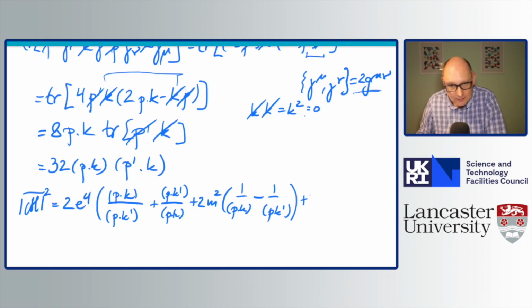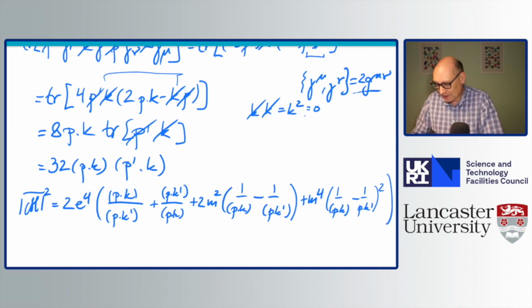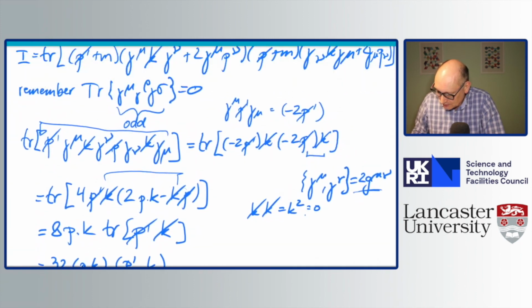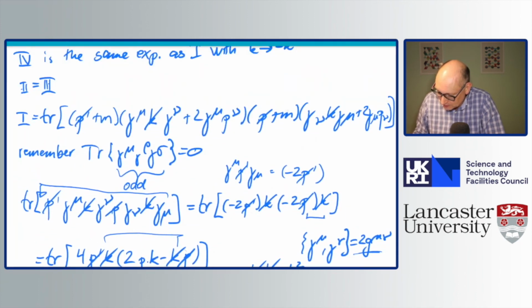plus m to the 4, 1 over p dot k minus 1 over p dot k prime, squared. Now it's clear here that if one had dropped the mass term of the electrons, then one would get a much simpler expression here, and that's of course because the traces would be much shorter, because the terms with the m would drop out.